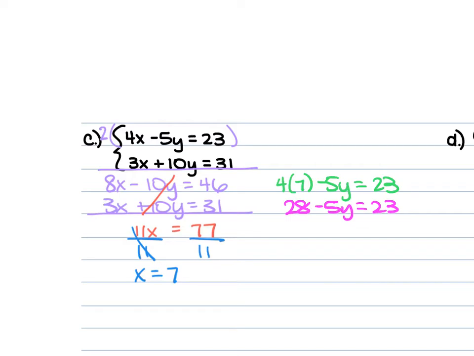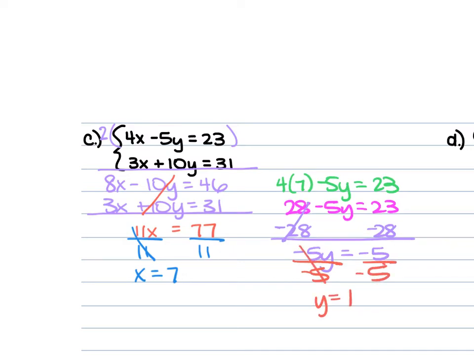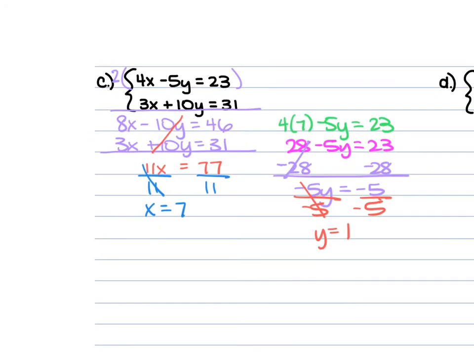I move my 28 over. We subtract it from each side. I'm going to have negative 5y is equal to negative 5. We divide each side by negative 5. And I get that y is equal to 1. So if x is 7 and y is 1, we're going to have 7, 1 as our solution.